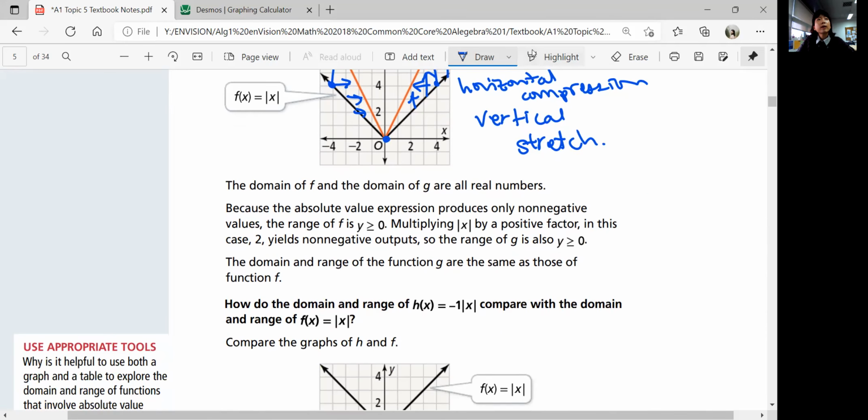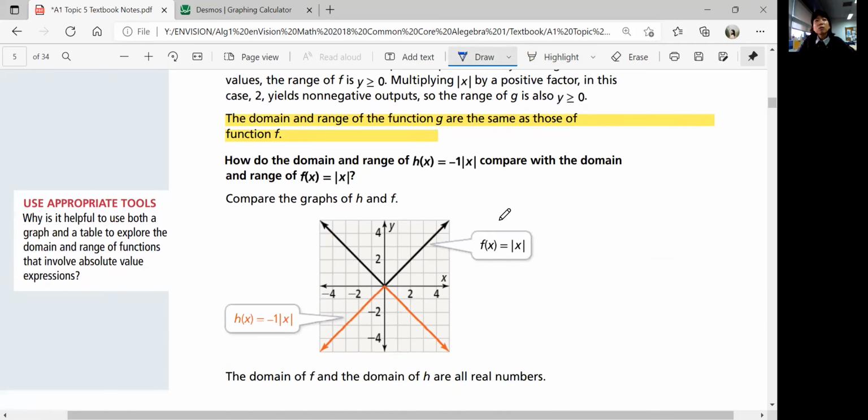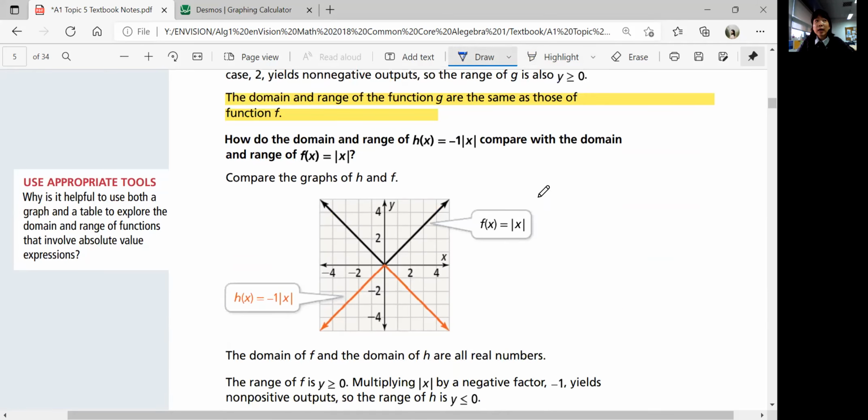Okay, so the domain and range of the function g are the same as those of function f would be your answer for this question. What about the next one? How do the domain and range of h of x equals -1 times absolute value x compare with the domain and range of f of x equals absolute value x?